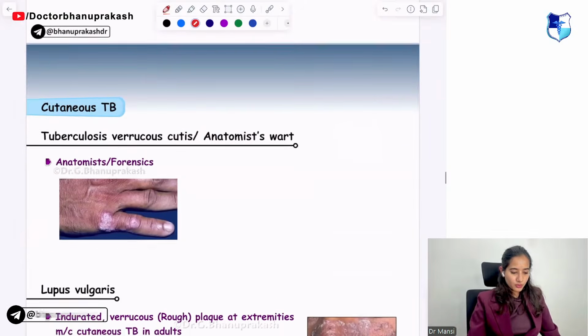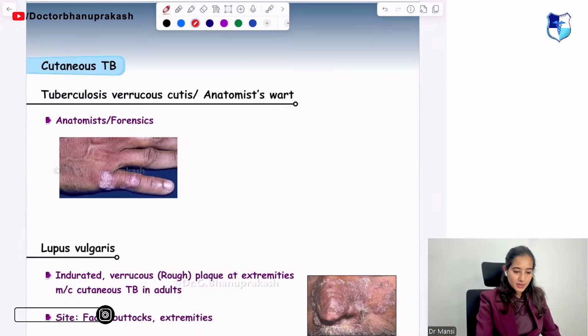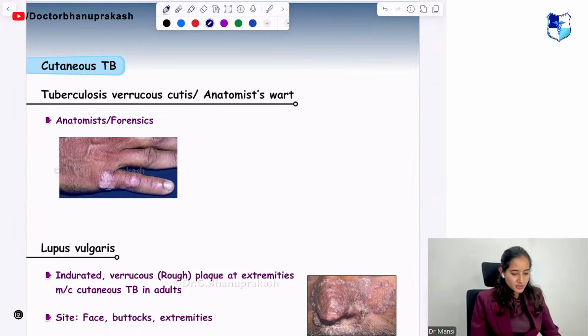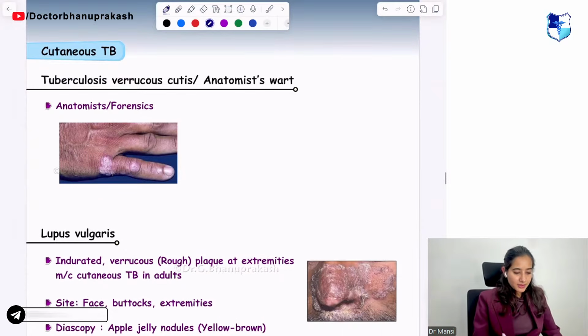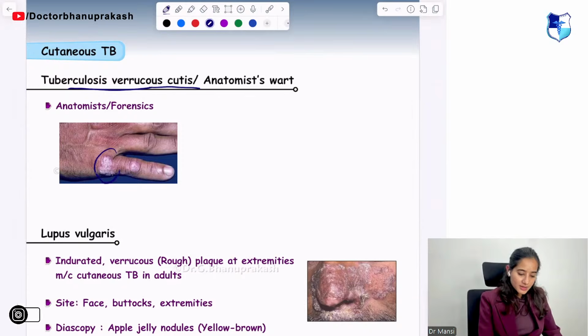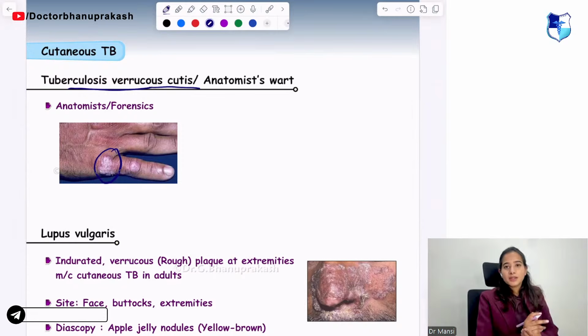Next, you move to cutaneous tuberculosis. After skin infection, we'll probably take a short, small break. Then tuberculosis verrucosa cutis, the anatomist's wart. This happens in people who handle dead bodies, like anatomists or forensics; that kind of history can be given. The verrucous means a cauliflower-like growth is seen.